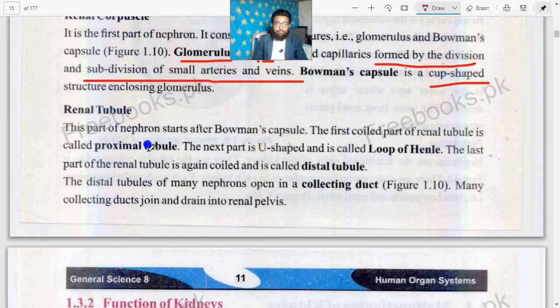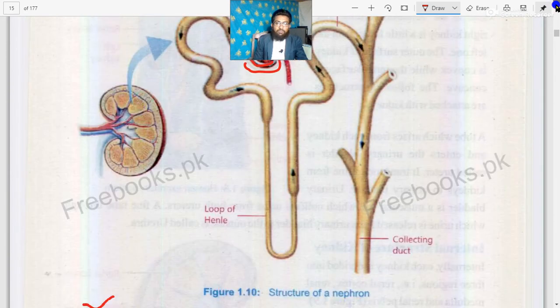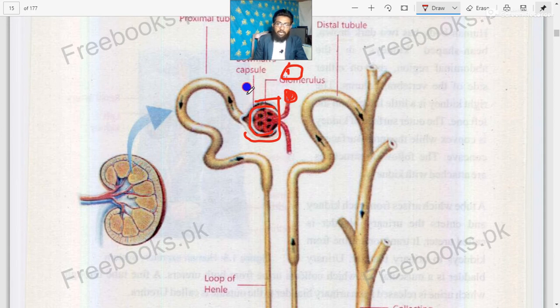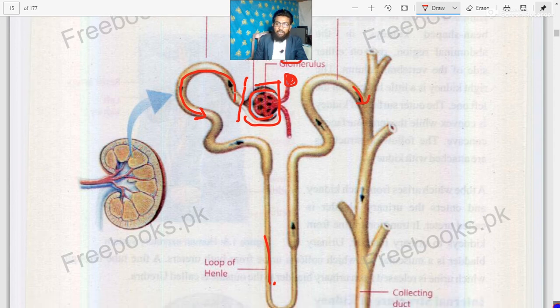Okay, the next part of our nephron is the renal tubule. This part of the nephron starts after Bowman's capsule. Cadets, this is where our Bowman's capsule ends. Now from here onward is our renal tubule. These are all tubules up to here. This is the single part which is known as renal tubule.